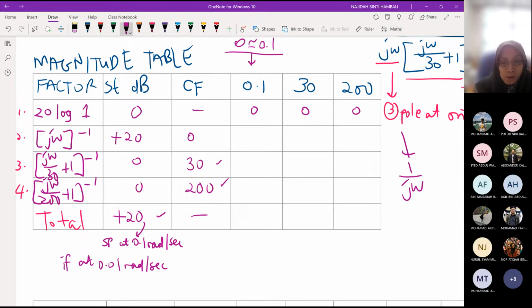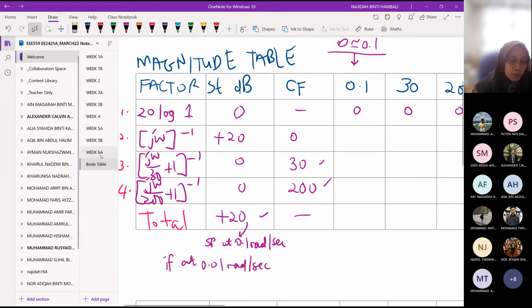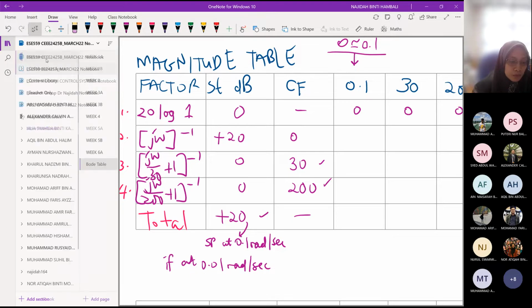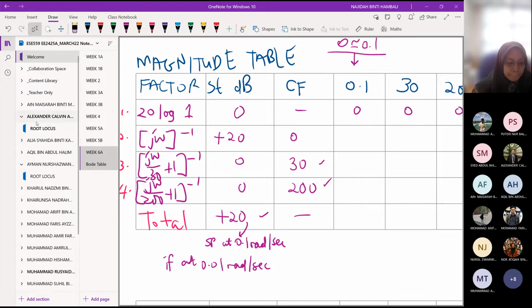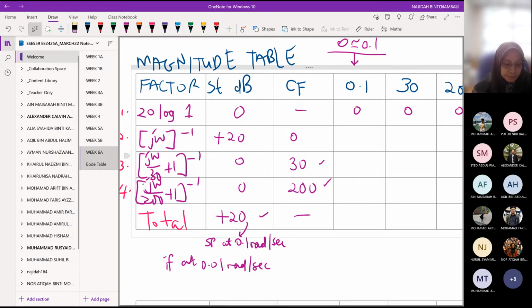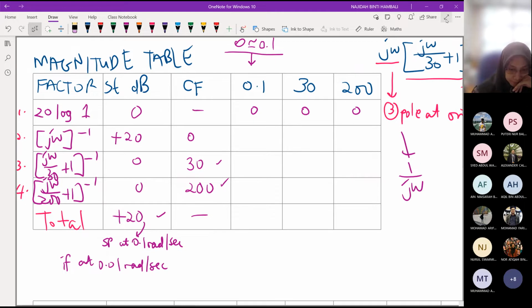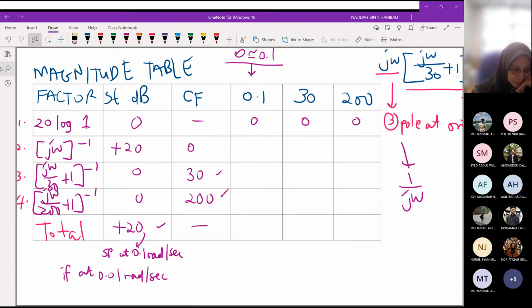Tahu tak nak tengok dia macam mana? Slope dia. Yang lain okey ke tak? Kenapa semua kosong? You tengok balik teori number 1. Magnitude plot. Sekejap eh, saya tak boleh masuk. Saya pergi page lain dulu. Dia tengah jam. Saya tak boleh masuk page tadi.